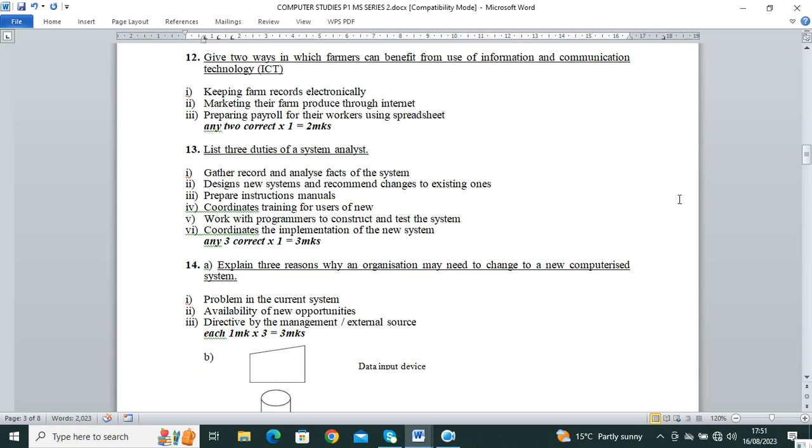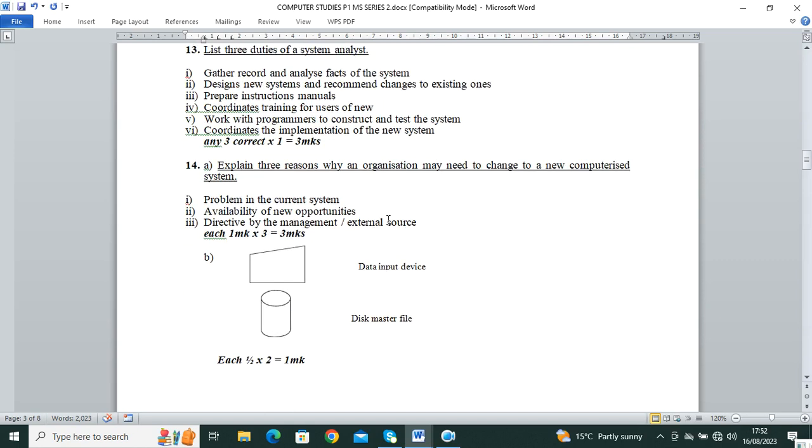Question number 13, list three duties of a system analyst. This is a very testable question. Forgive me for the slip of the tongue. So guys, we have duties of a system analyst. This is in Form 4 and also in Form 3, topic called system development and also careers in ICT, that is in Form 4. So the system analyst gathers, records, and analyzes facts of the system, designs a new system and recommends changes for the existing one, prepares instruction manuals, coordinates training for the users of the new system, works with programmers hand in hand to construct and test the system, also coordinates the implementation of the new system. This is a very important guy in the information systems.